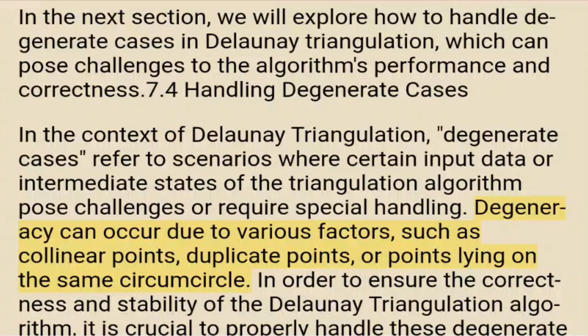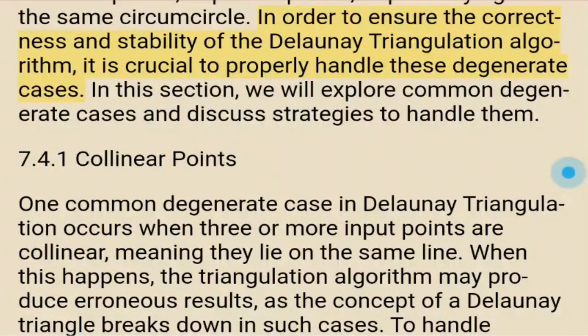Degeneracy can occur due to various factors, such as collinear points, duplicate points, or points lying on the same circumcircle. In order to ensure the correctness and stability of the Delaunay triangulation algorithm, it is crucial to properly handle these degenerate cases. In this section, we will explore common degenerate cases and discuss strategies to handle them.